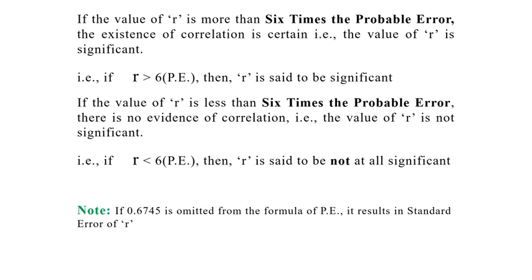Okay, then this one is additional information for you, you need not remember this. If 0.6745 is omitted from the formula of PE, it results in the standard error of r. That is, standard error equals, see, observe, 0.6745 has been removed, and only the other part, 1 minus r square divided by square root of n, is taken to find out the standard error. This part you need not worry about from your examination point of view.